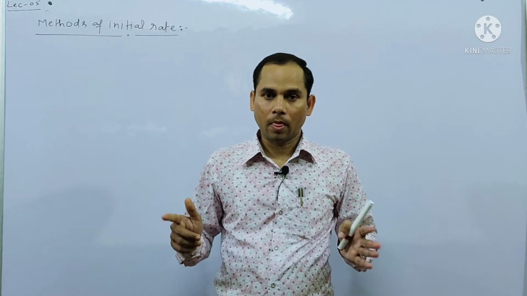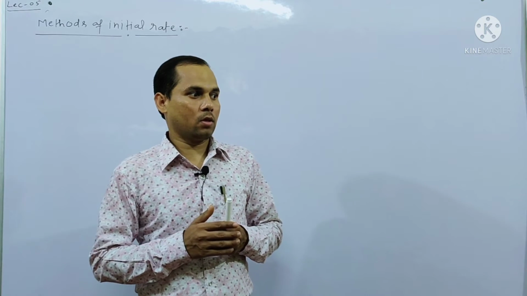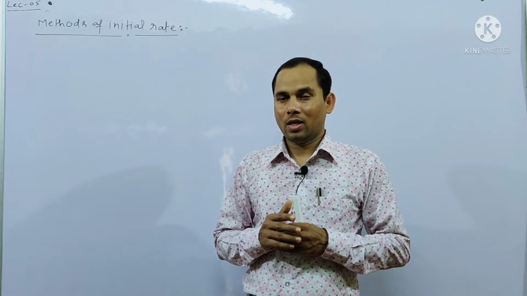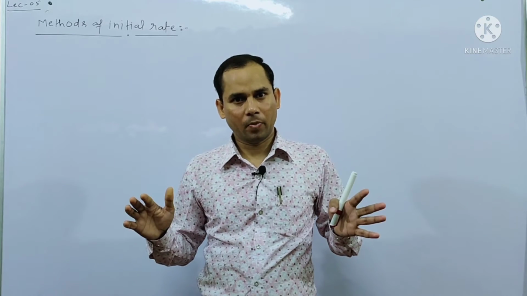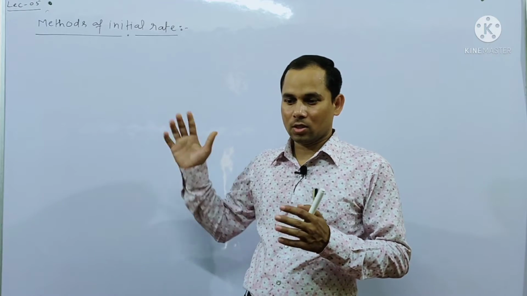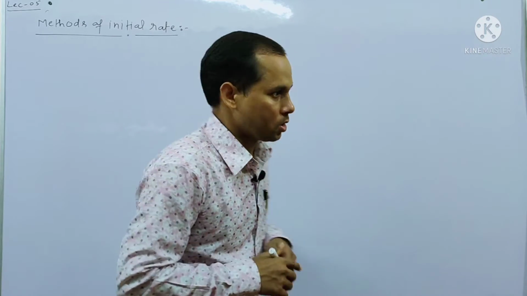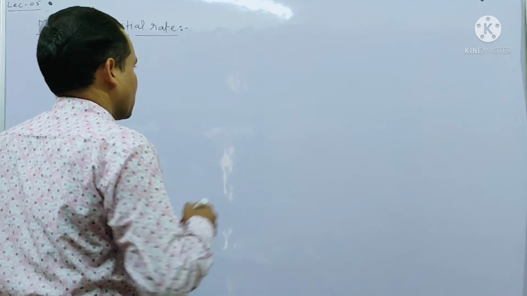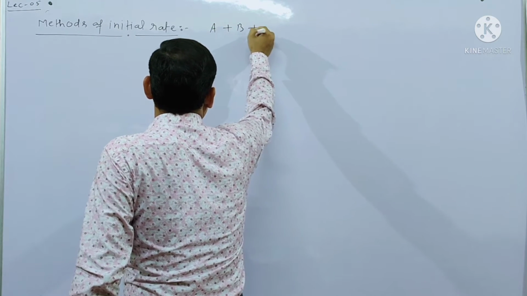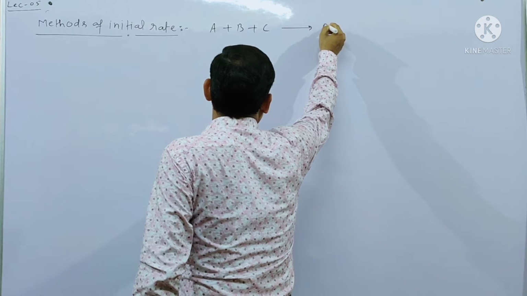Sometimes we are unable to calculate the order of reaction when 2 or more reactants are given. Then we use this method of initial rate. Let's understand by an example: A plus B plus C gives a product P.